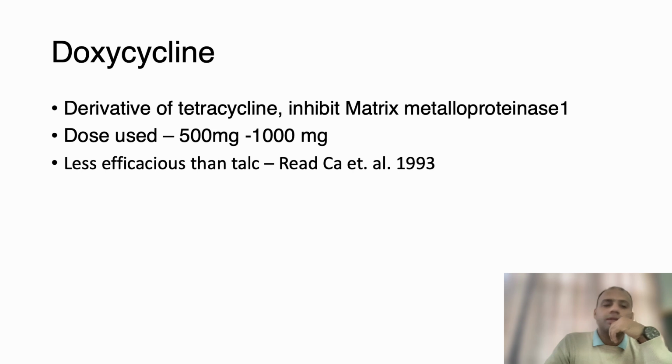And this is the doxycycline, which we also use from time to time. It's a derivative of the tetracycline group of drugs, which inhibits the matrix metalloproteinase and induces a strong fibrosis in the pleural cavity. The dose used is 500 mg to 1000 mg. It is less efficacious than talc, as published in the literature by Reed C.A. et al. in 1993.